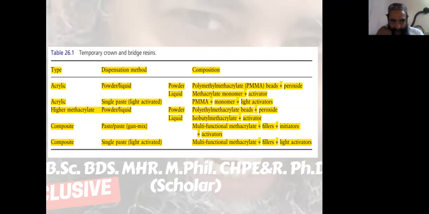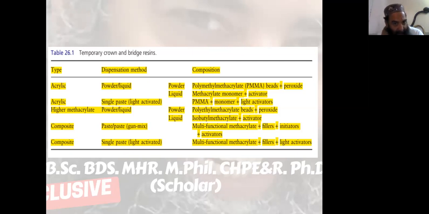A single paste acrylic is also available, which is light activated. So it contains polymethyl methacrylate plus monomer plus light activators. Higher methacrylate powder liquid is polymethyl methacrylate beads and peroxide, and liquid is isobutyl methacrylate plus activator.